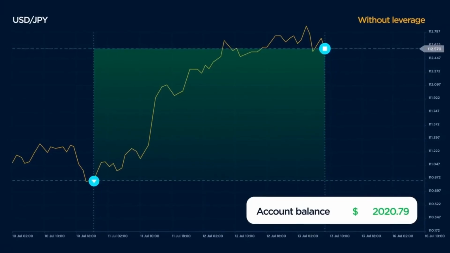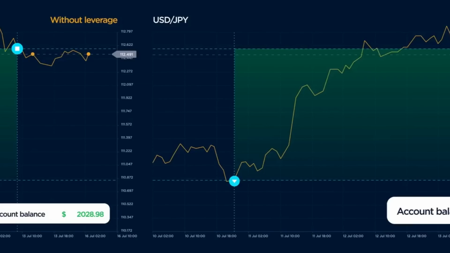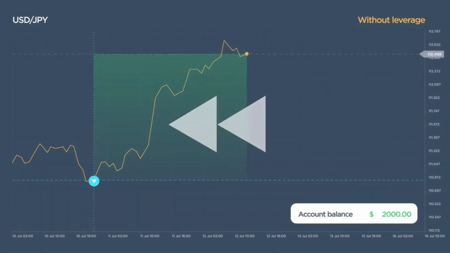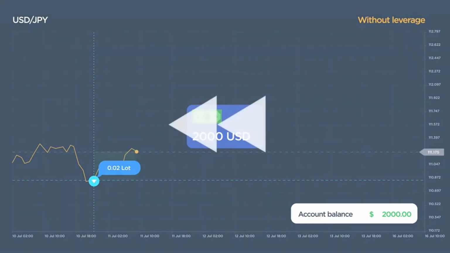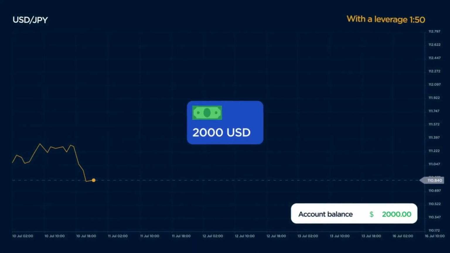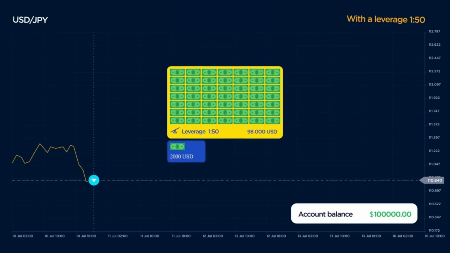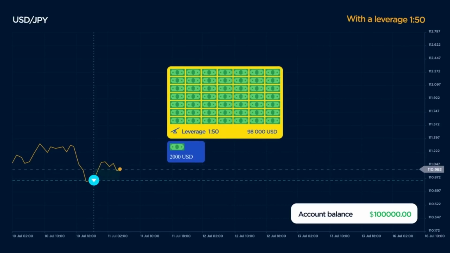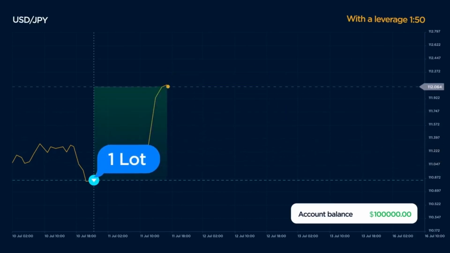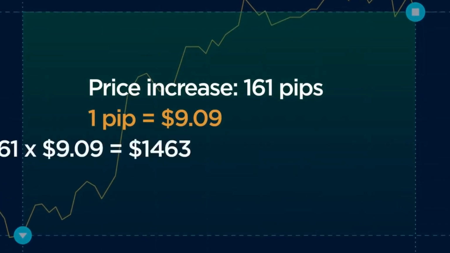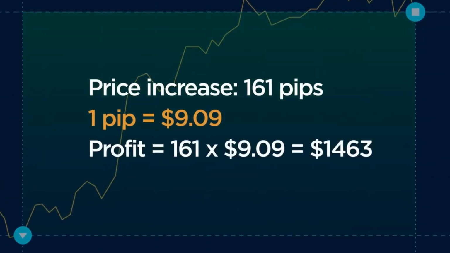This way, you've earned $28.98. To gain a profit of 1.5% of your initial investment is reasonable for such a short time. But let's see what you can gain from this trade using 1 to 50 leverage. Your $2,000 allow you to hold $100,000 of capital. That enables you to trade a full lot of US dollar, Japanese yen. Each pip in the pair is now $9.09 worth.